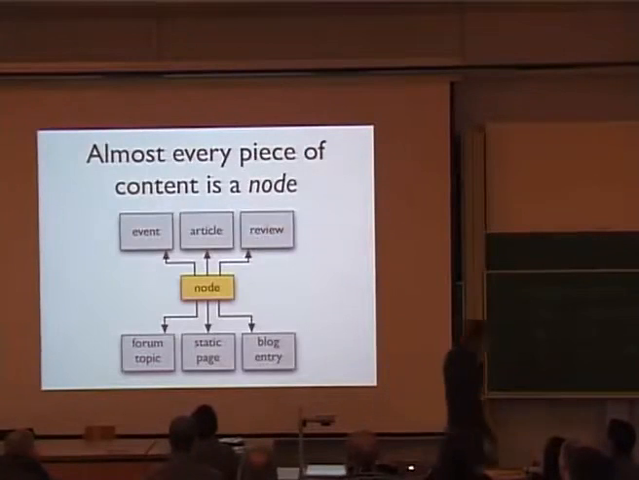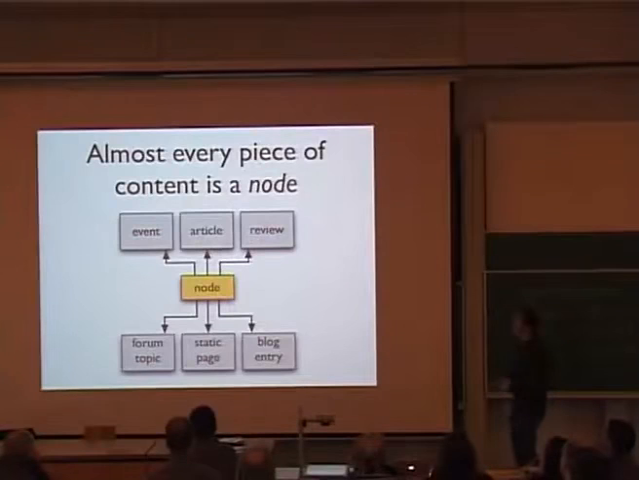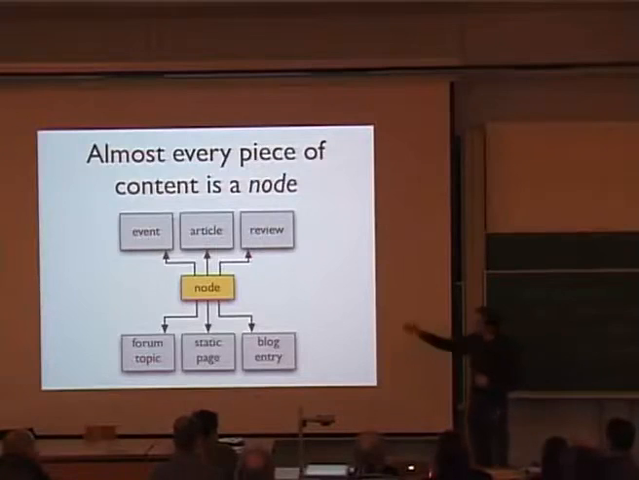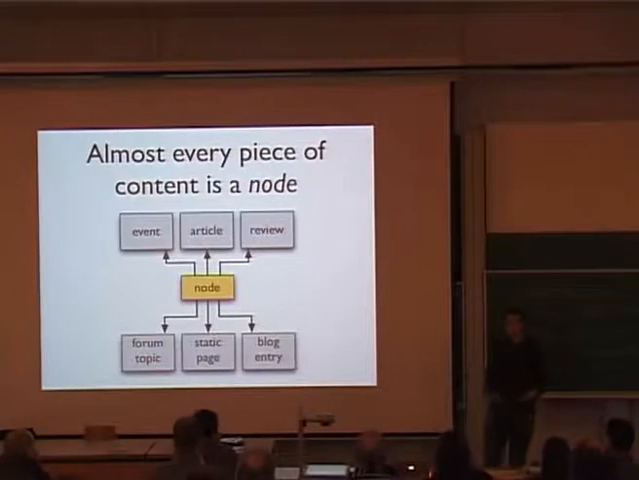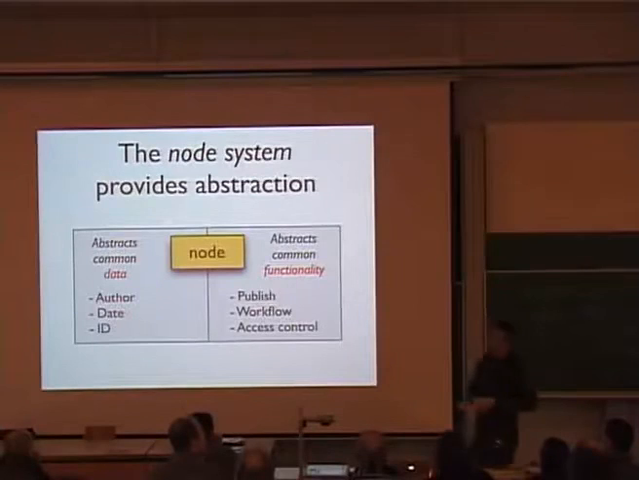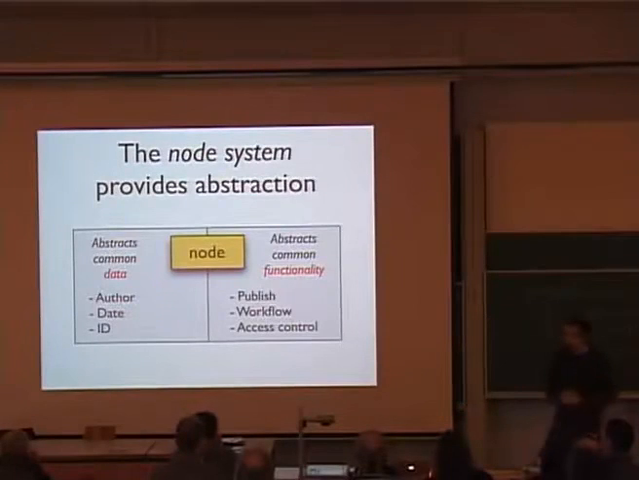Okay, so in Drupal, almost every piece of content is what we call a node. A node is really a baseline from which all the other content types are derived, a little bit like in object-oriented programming, where you have events, articles, reviews, they're all derived from the base node type. And the node system, which deals with these nodes, provides abstraction.